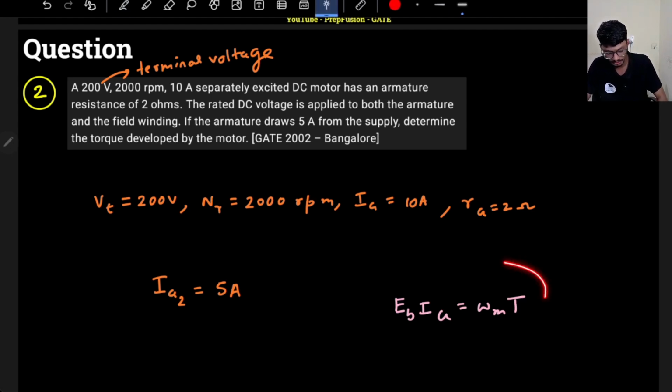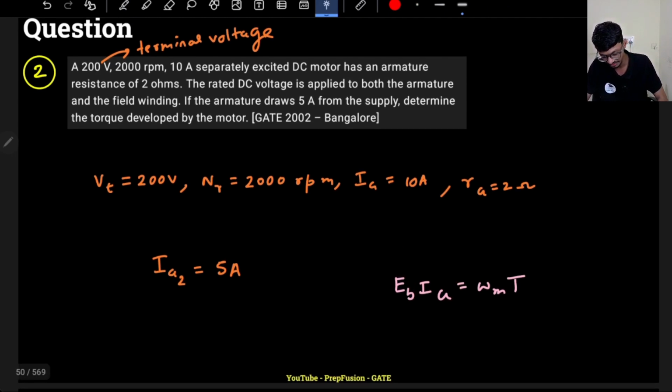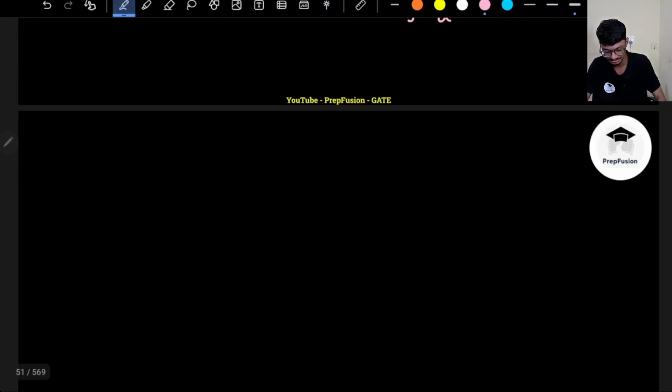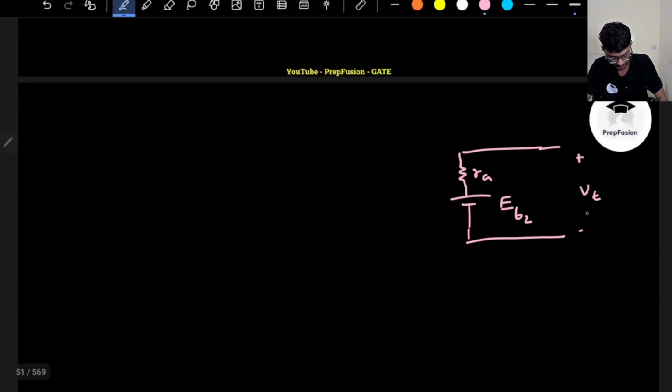So what things do I know here? I know the armature current. Do I know EB? I can find out EB, right? It's very easy, it's just like a DC circuit. Separately excited, so here I will have a resistance Ra, and here I will have EB. But do I know EB2 really? I don't know EB2, right? I just know my VT. They are telling that they are applying the rated voltage. VT is equal to 200 volts, right? 200 volts.